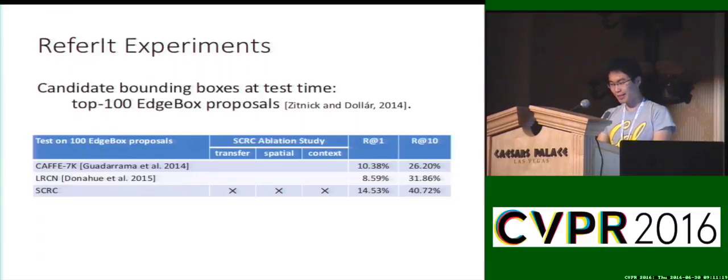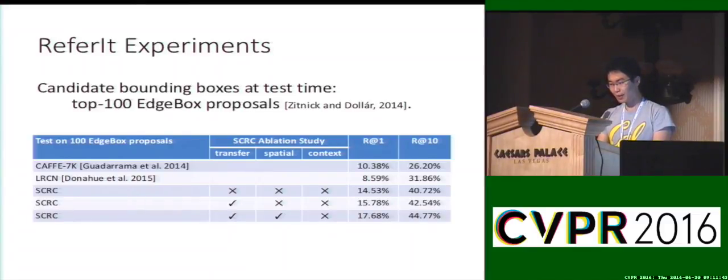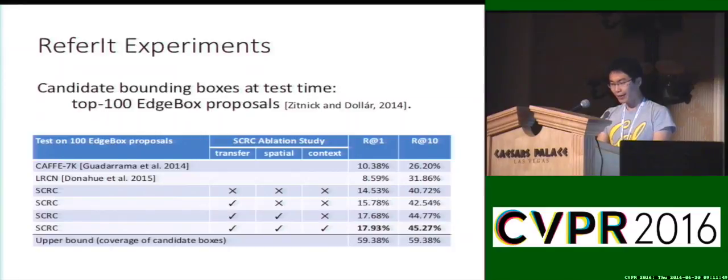In our ablation study, even without using spatial information or scene context, and without pre-training on image captions, the vanilla SCRC architecture already outperforms the previous Caffe-7K method and also the SCRC model on this dataset. Then, after transferring visual linguistic knowledge from image captioning through pre-training, the performance is further improved. Adding bounding box coordinates as spatial cues also improves the performance. And finally, adding the scene-level contextual feature gives the best performance. The last row shows the coverage of the top 100 EdgeBox proposals on this dataset, which is the upper bound recall of all methods using these candidate bounding boxes.